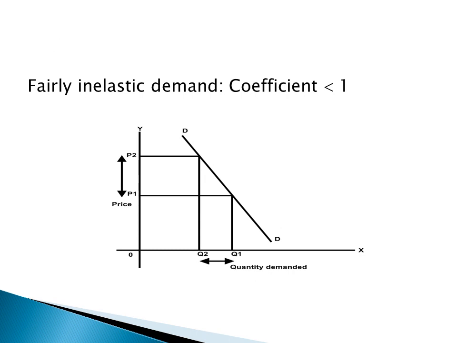Fairly inelastic demand is the opposite of the first one that we have just discussed, where the coefficient of elasticity is less than 1. And from the graph that you have in front of you right now, you will see that the distance between P1 and P2 is wider than that of Q1 and Q2. So fairly inelastic demand is a situation whereby a large change in price leads to a small change in quantity demanded.